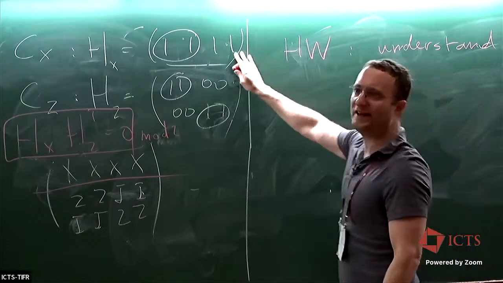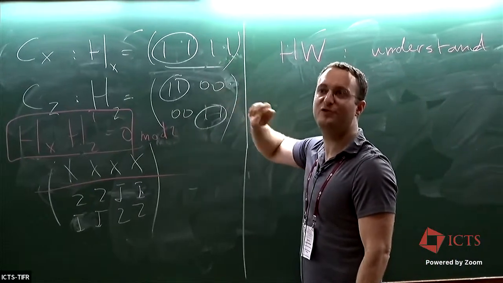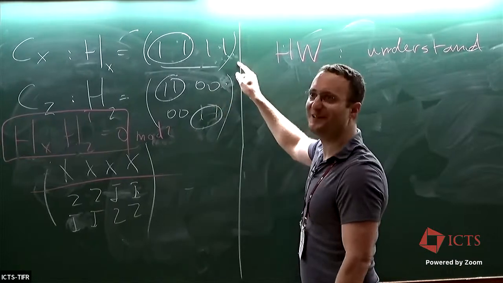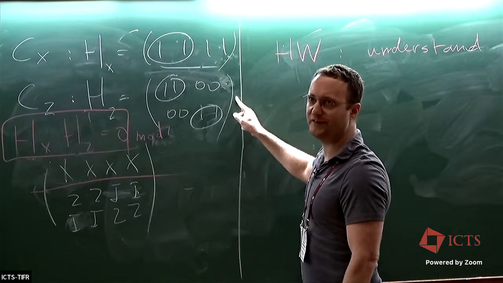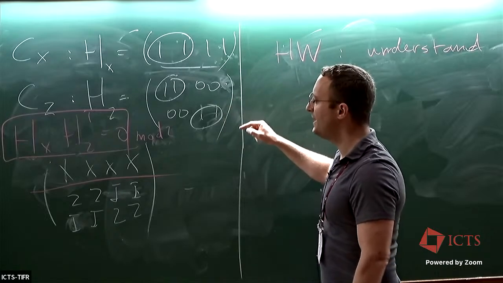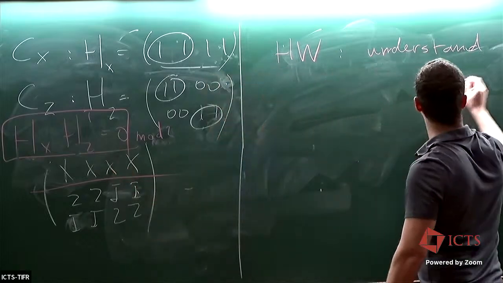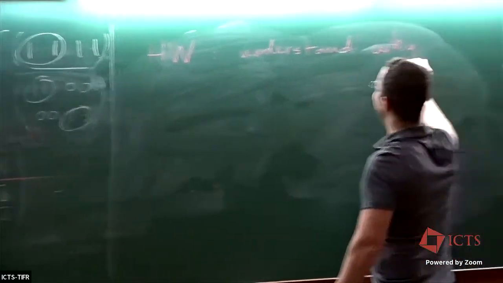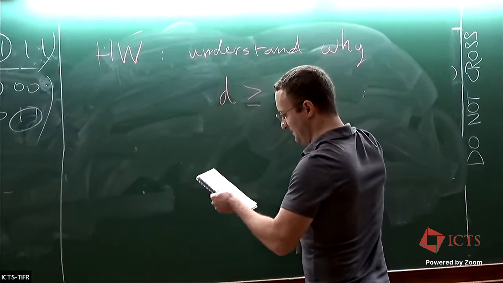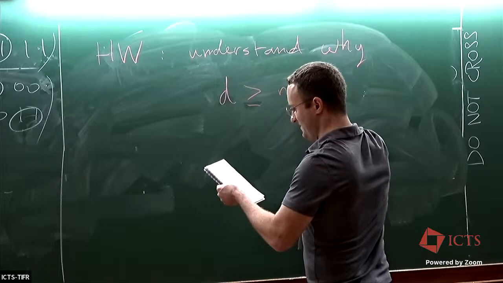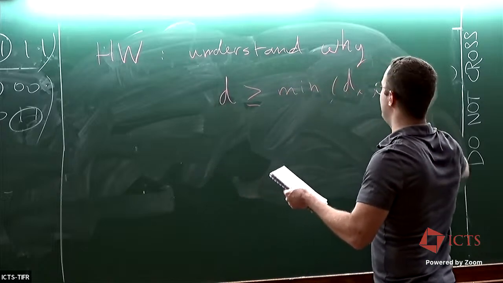So this classical code has a distance. The distance is 2 because I need to flip 2 bits to go from one even parity code to another even parity code. This one also has a distance, okay? Now my question is, what is the distance of the quantum code? And the answer is, it can be much bigger than either of the distances of the codes.